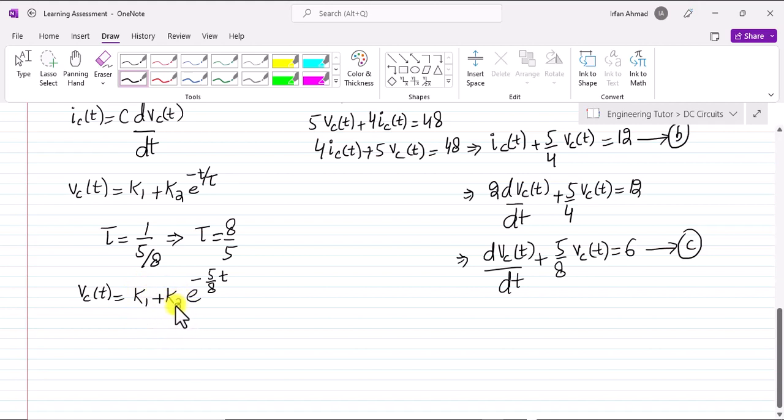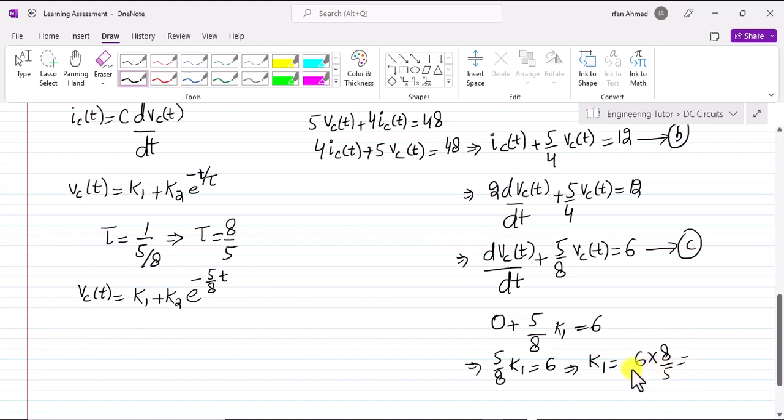This is basically the equation in which I want to find the values of k1 and k2. In order to find the value of k1, we have to use this k1 and put it in equation C. When I put k1 inside this equation, the derivative term will become 0, while 5 by 8 k1 will be equal to 6, so the value of k1 is 6 multiplied by 8 by 5.